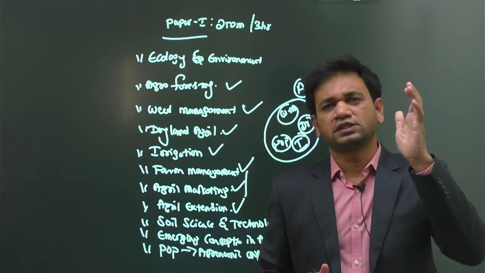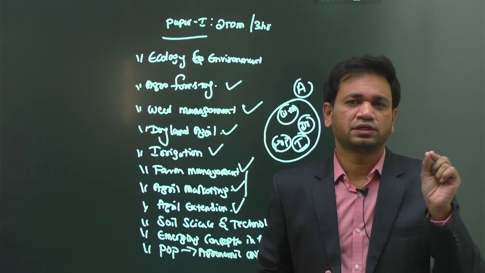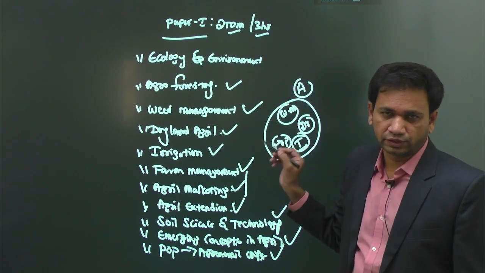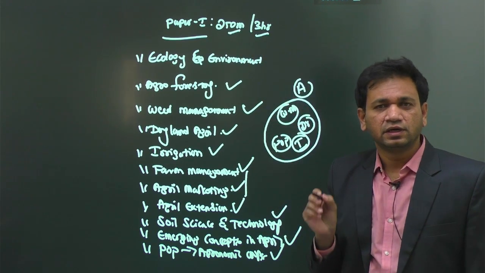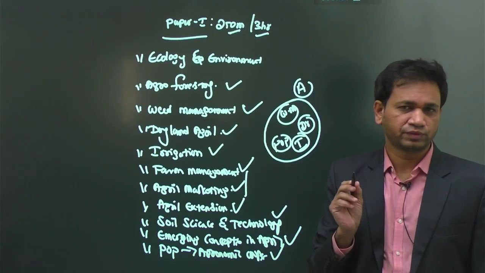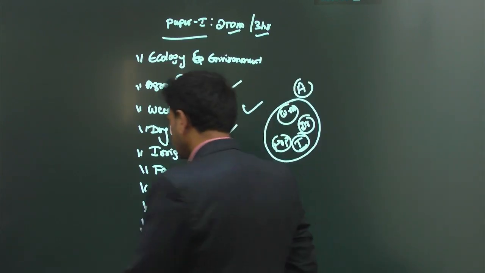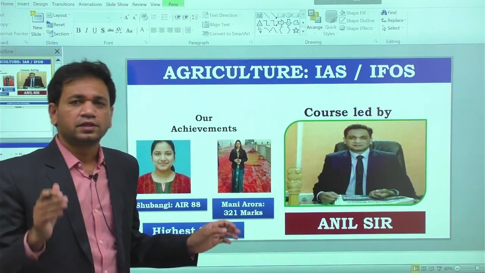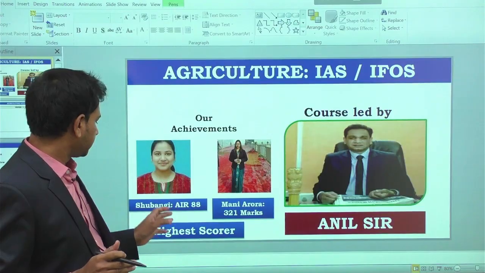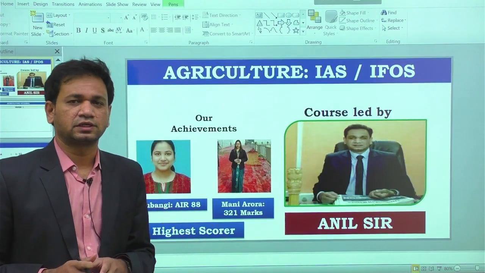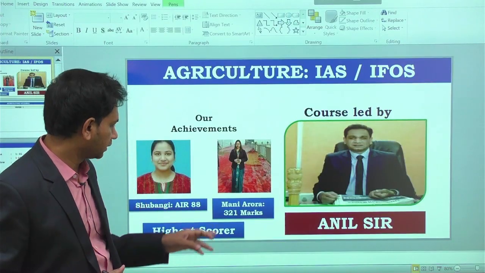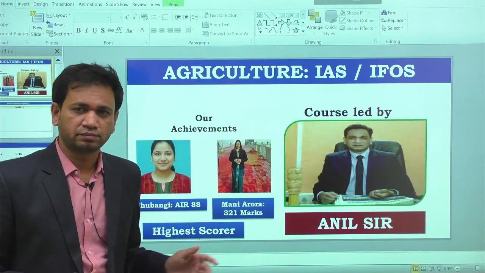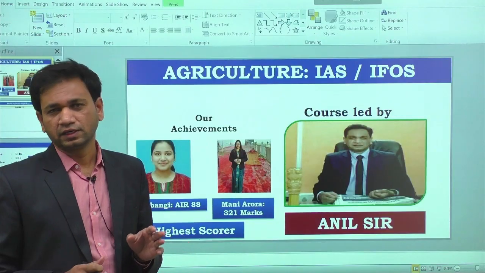These are the nature of the anatomy we have in paper one of the agriculture optional. Totally we have 250 marks for a three-hour duration, and within the three hours we need to attempt 19 questions. Before going to the subject matter, in the previous year these were some of the toppers. For example, Shivangi Srivastava got All India Rank 88. Another is Mani Arora, who got the highest-ever score in the agriculture optional, 321 across paper one and paper two.